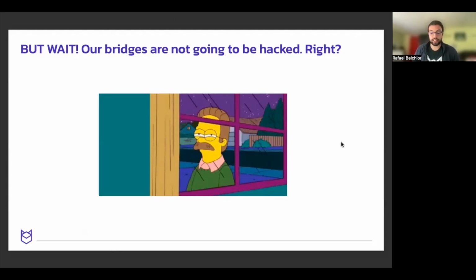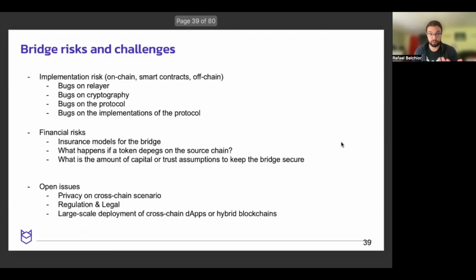And this is the Hephaestus part of the paper. It addresses bridge risks and challenges. So we have implementation risks, we have financial risks and crypto-economic risks, and we have lots of open issues which also are related to the possibility of new attack vectors being explored. Some of the most common risks and challenges are bugs in the protocol or bugs in the implementations of the protocol, which we have seen in these recent breach hacks.